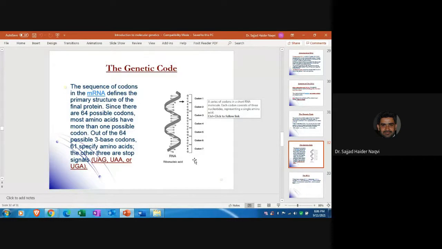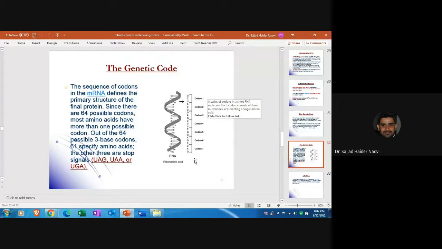Now, there are 64 possibilities of the codons, and we have 20 amino acids when we talk about the eukaryotic cells. That means you have more than one possible codon for an amino acid, because we have 20 amino acids and 64 possible codons. Out of 64, three of them have a specific function, but 61 out of 64 are specifically for amino acids.